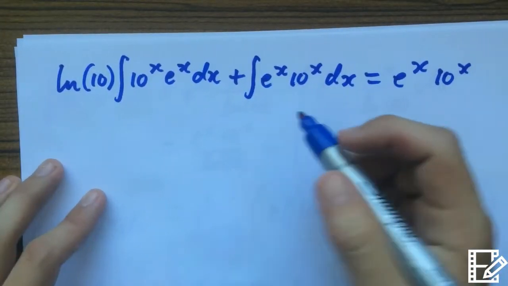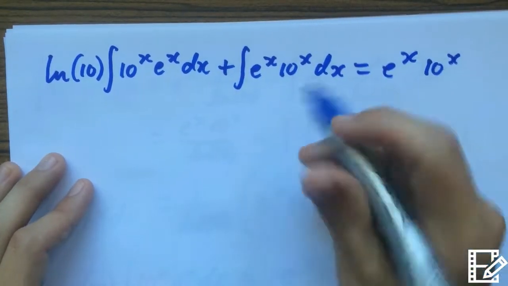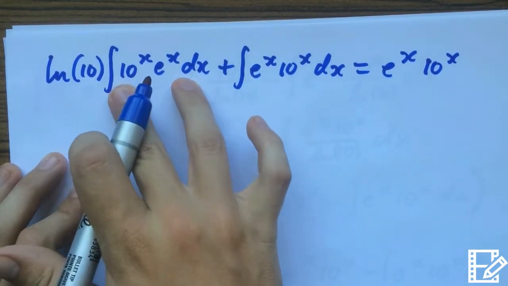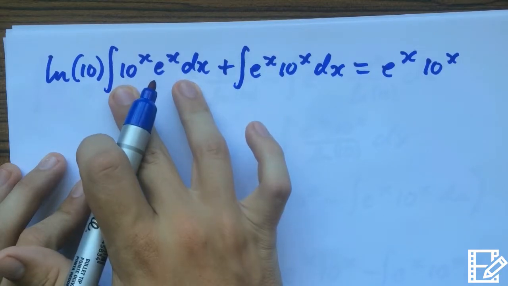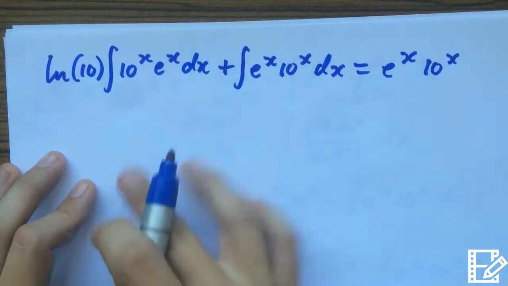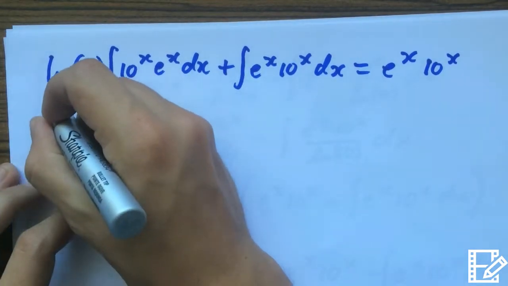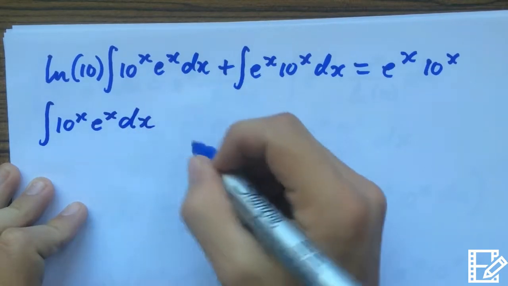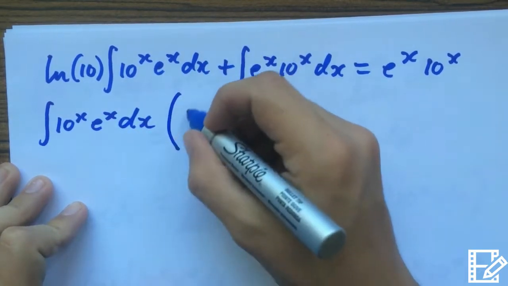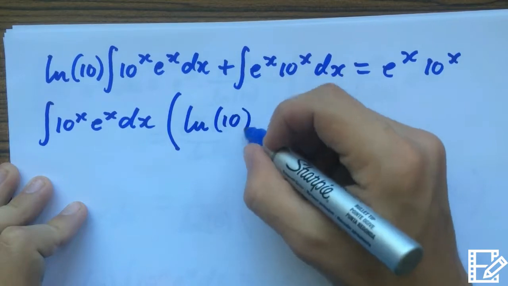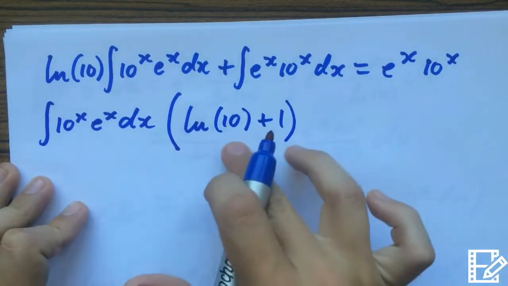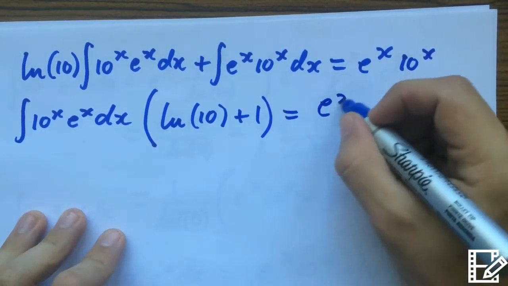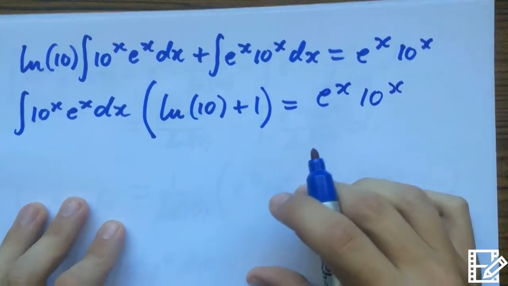Okay, now it's starting to get a bit deep. We can think of this as having an integral of 10 to the power of x multiplied by e to the power of x on either side of the plus sign. So we can factor this out, and that will look like the integral of 10^x e^x dx multiplied by ln of 10 plus 1. Because if we were to expand these brackets, we would get the line above. And that equals e to the x multiplied by 10 to the x.